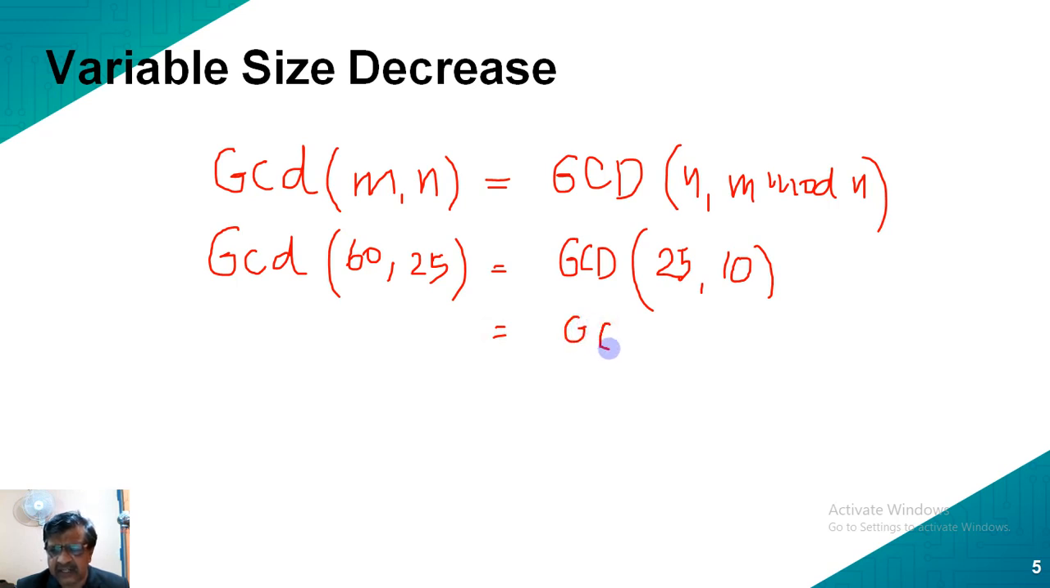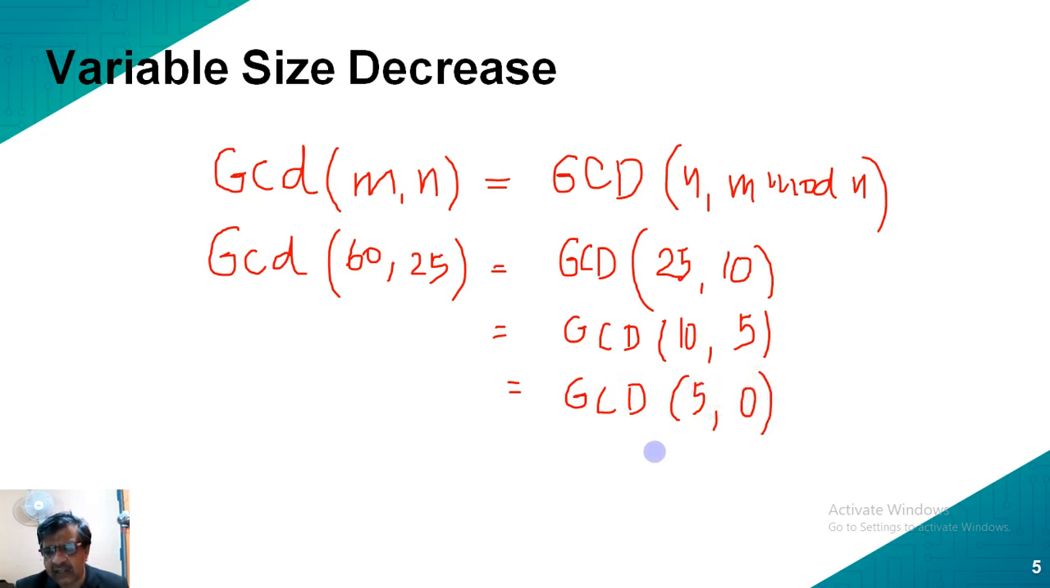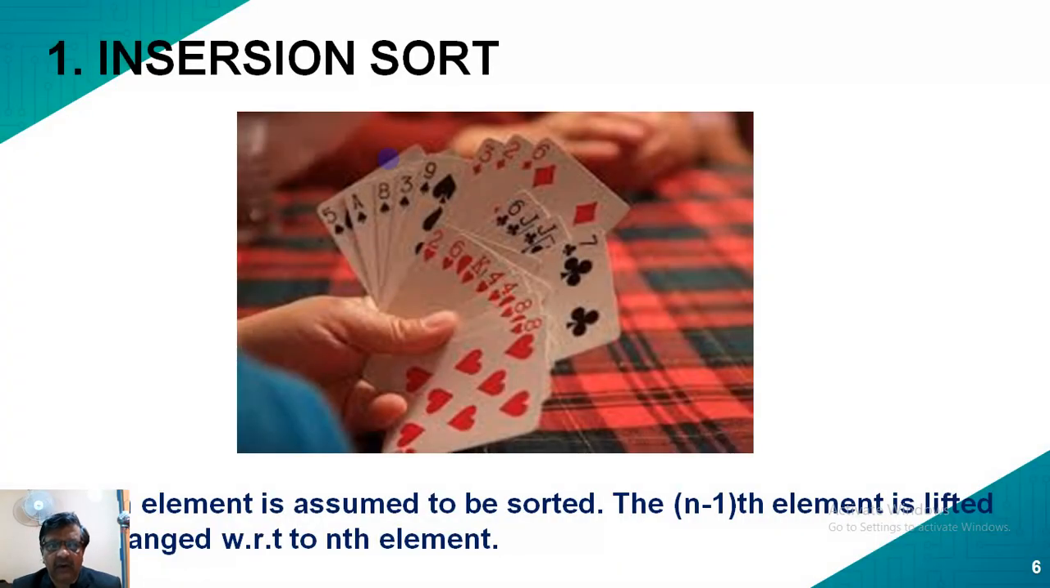Once again, this can be written as GCD of 10 and 25 mod 10, which is 5. Now 25 became 5. That is the thing that you should notice. Once again, GCD of 5 and 10 mod 5, which is 0. Therefore, the algorithm returns m as the answer, so GCD equals 5. So in every step, the problem will be completed much earlier than the other two versions. But this particular version is not applicable for all kinds of problems. Wherever number theoretic problems can be tackled by the decrease and conquer technique, it is under the variable size decrease strategy.